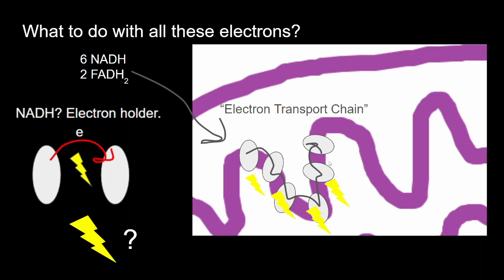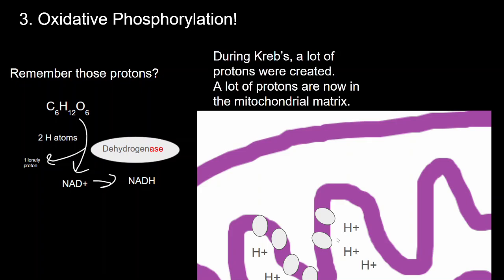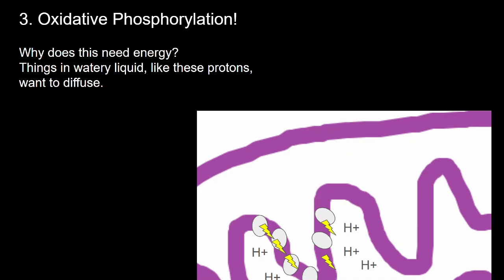So what are we going to do with all this energy? What's the purpose of each of these mini energy releases? Well, remember all those protons from earlier, where each time dehydrogenase is at play to create NADH, a lonely proton gets released? The Krebs cycle, which released the most NADH so far, was occurring in the mitochondrial matrix, and that means we have a lot of protons floating around in our mitochondrial matrix. And what we're going to do with that energy is push all of the protons out into the intermembrane space.